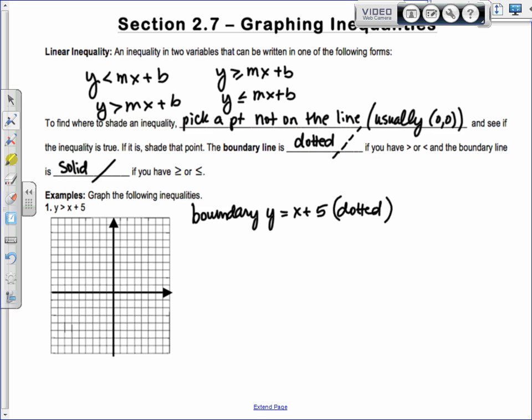I'm going to go up to my y-intercept, which is 5: 1, 2, 3, 4, 5. Some of you were messing that up on your homework too. You forgot y-intercept first, and some of you were trying x-intercept. So make sure you remember how to graph the line. The slope is 1, so up 1, right 1, up 1, right 1, up 1, right 1. And it's going to be dotted.